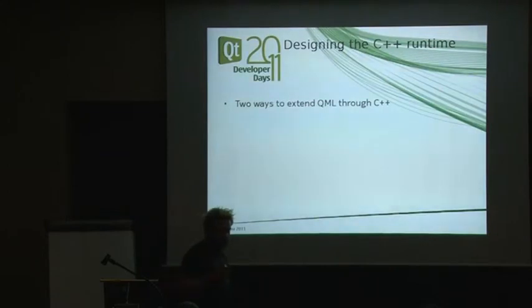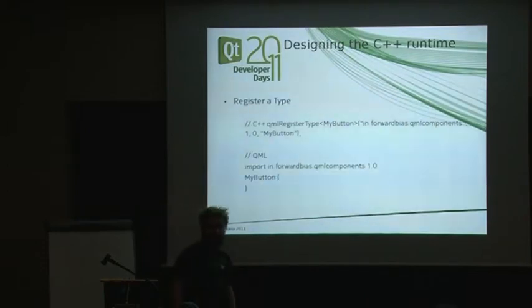So again, you will encounter a lot of situations where you want to extend the functionality of QML through C++. That's the good thing to do. There are basically two ways. The one way is to register a type, register a class, and then create that class in QML.